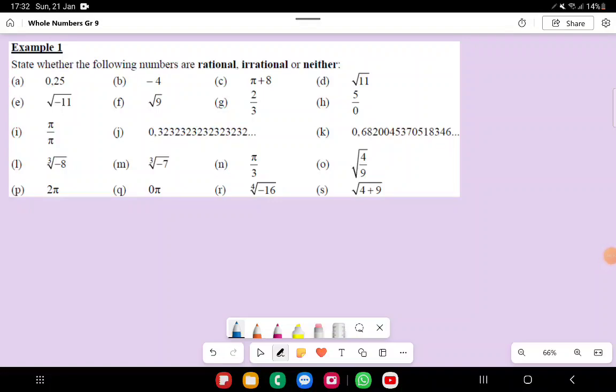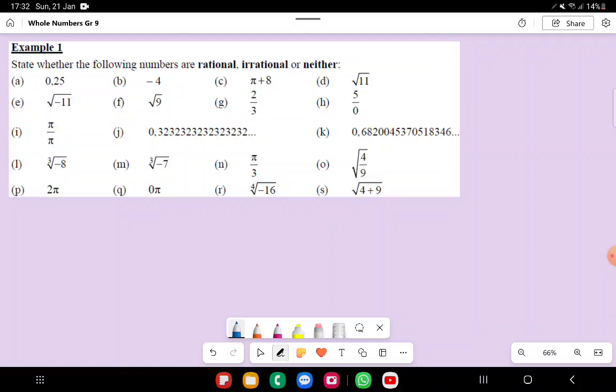This is grade 9. We are working with whole numbers or the properties of numbers. We're doing example number 1. State if the number is rational, irrational, or neither. Now remember what I told you in class? I want to know why. So when you give me an answer, you need to tell me why you are saying what you're saying.